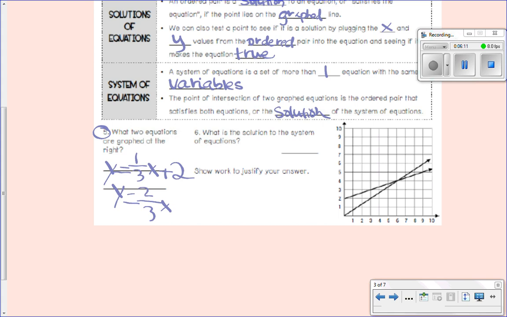It's already graphed, and you can see the point of intersection on the graph. At (6, 4). Good. And then show your work to justify for each equation. So in y equals 1/3 x plus 2, we're just going to substitute in our values for x and y. Good. 4 equals 4.